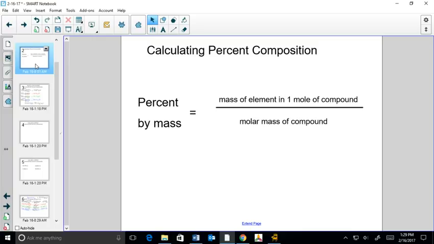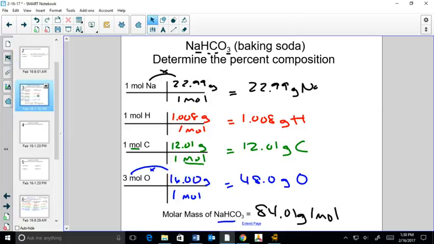I now have the mass of each element. I now have the molar mass of the compound. So let's simply divide these two together. And then we need to multiply it by 100. I forgot to add that piece there because, of course, this is a percent. So we have to multiply our answer by 100.